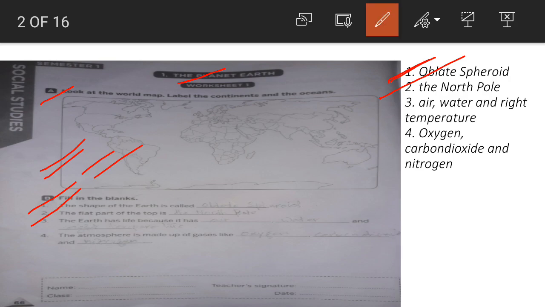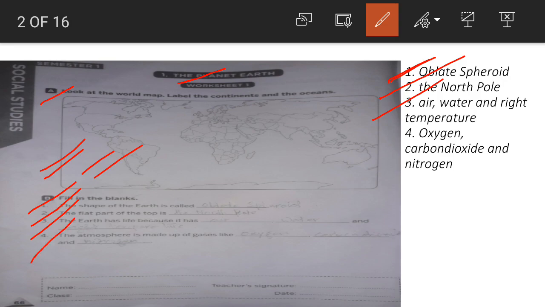Next, question number 3. The earth has life because it has dash, dash and dash. The earth has life because it has air, water and right temperature. That's the reason life is possible on this earth. Next, question number 4.